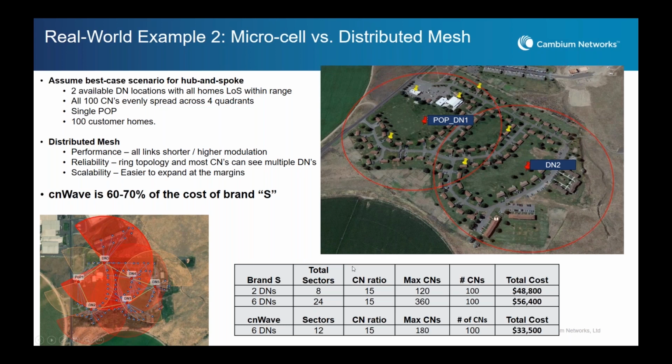And ultimately, some examples here are based on sample list pricing in the market, comparing the cnWave solution using a distributed mesh against alternatives from other products that use a 4-sector design and are more tailored to that hub and spoke architecture. The cnWave solution is 60 to 70% of the cost of that other alternative. So even by putting out more distribution nodes, you're actually able to save money by having higher capacity, covering more client nodes, and again, more resilience and reliability as that network scales.